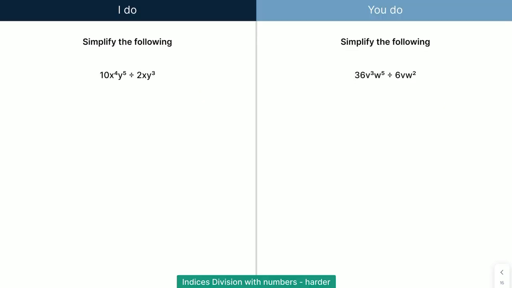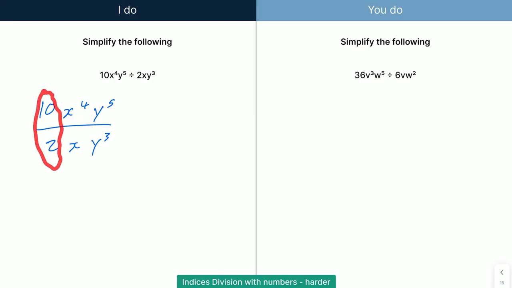Now moving on, we now have something a little bit trickier because we've now got more than one letter, but the exact same rule applies, okay? Now with these questions, I do recommend that you write them as fractions. It can make things a little bit easier. So if I write the same thing out as a fraction, okay, now all you want to focus on is one bit at a time.